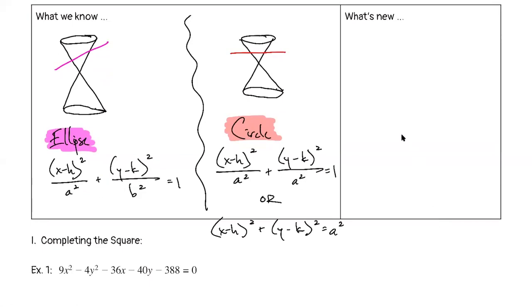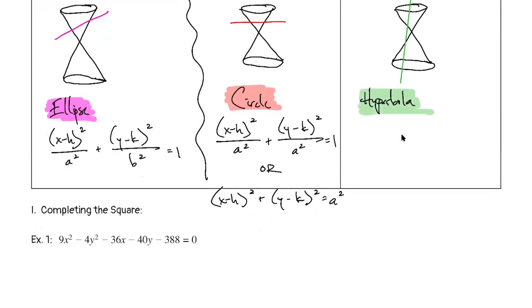All right, so what's new in this section? Well, we're gonna take our double napped cone and we're gonna take a different slice, and this slice is going to go through both cones, top and bottom. And when we have that, we're gonna end up with a hyperbola. Okay? And there is one very small, but very significant change to the hyperbola equation. It looks almost exactly like the ellipse.